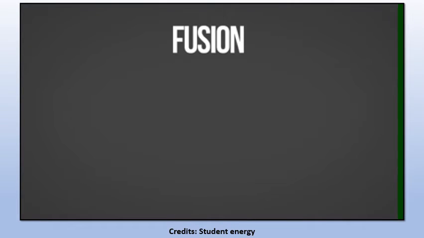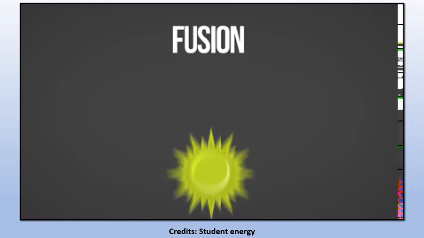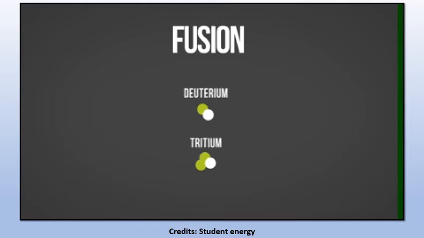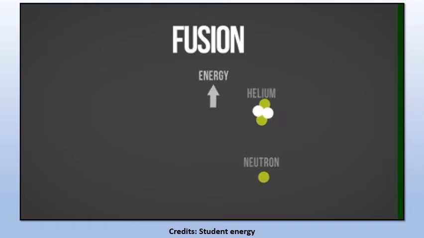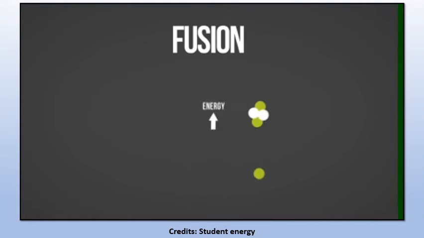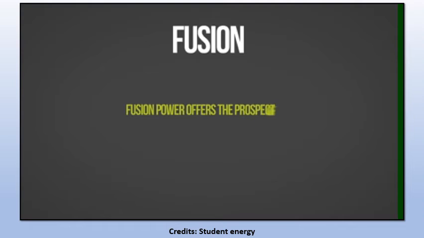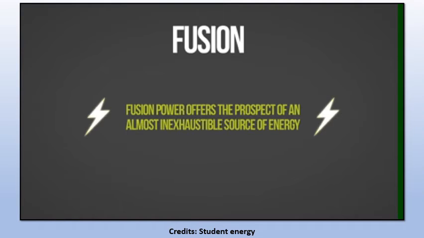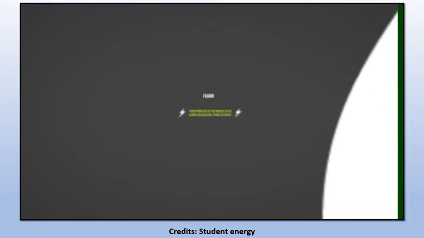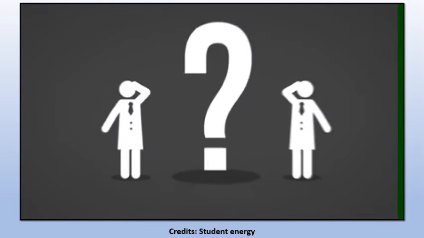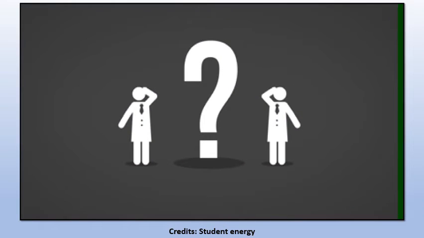The second type of nuclear energy is nuclear fusion, the same process that powers our sun. Fusion is a nuclear reaction in which atomic nuclei collide at a high speed and join to form a new type of atomic nucleus. During this process, matter is not conserved because some of the matter of the fusing nuclei is converted to photons, which produces energy. Fusion power offers the prospect of an almost inexhaustible source of energy. However, creating the conditions for nuclear fusion presents a potentially insurmountable scientific and engineering challenge.